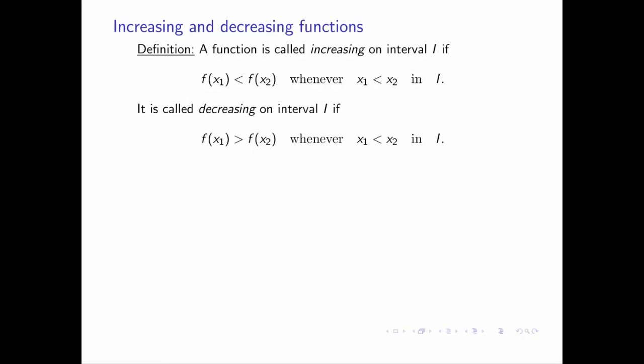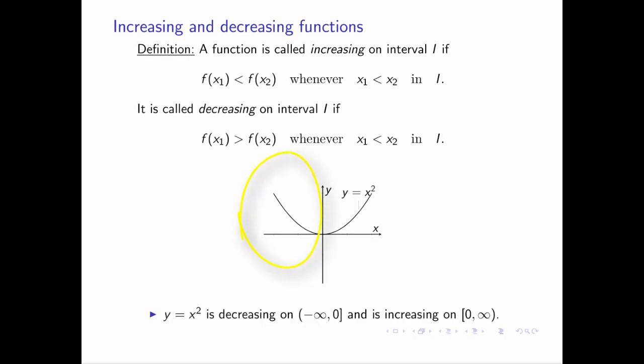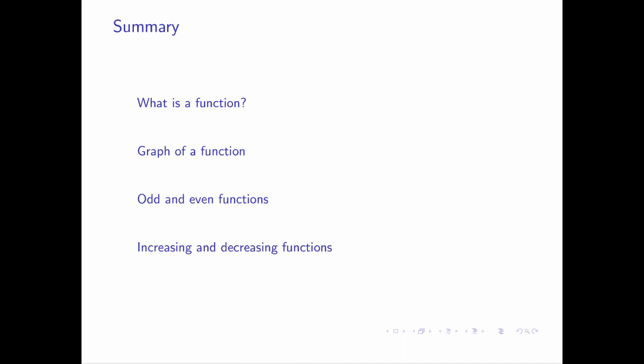A function is called increasing on an interval if whenever x1 is less than x2, f(x1) is less than f(x2). And it's called decreasing on the interval if whenever x1 is less than x2, f(x1) is bigger than f(x2). So if we take a look at the function y equals f(x), we see that it's decreasing on the interval (minus infinity, 0) and increasing on the interval (0, infinity). In summary, we've talked about what a function is, the graph of a function, odd and even functions, and increasing and decreasing functions.